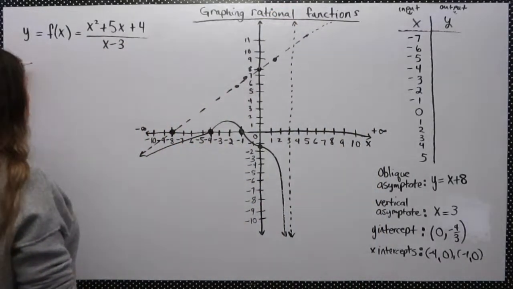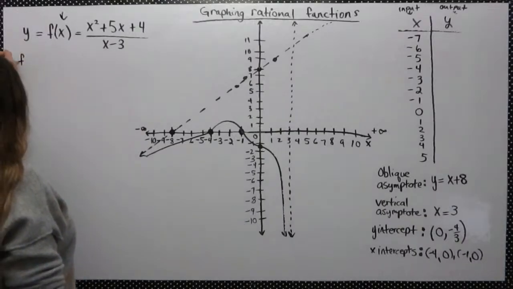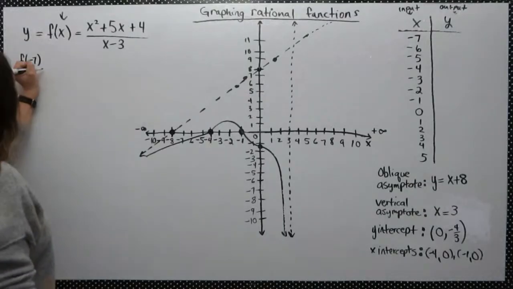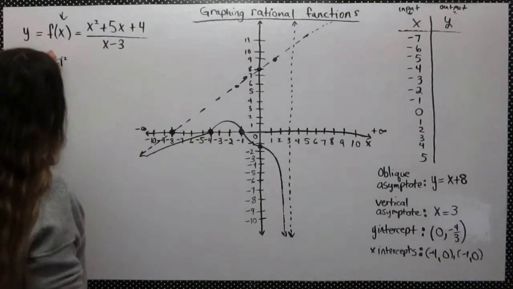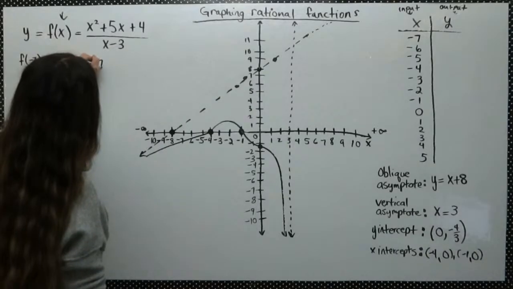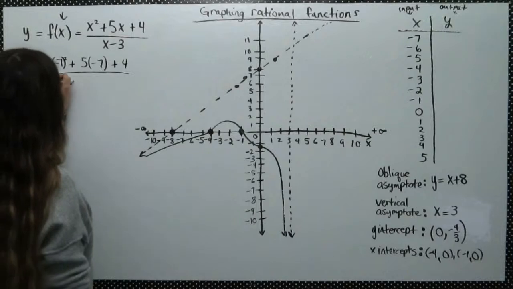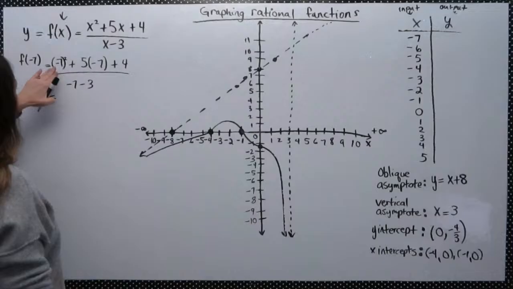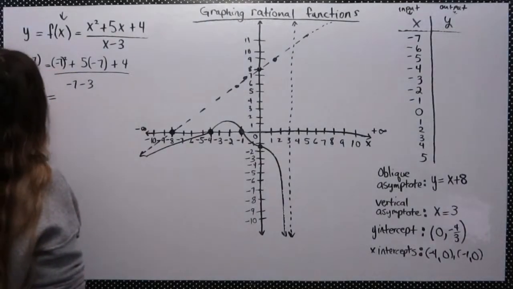But let's go ahead and plug these values into the function and see how to evaluate it. So if I want to know f of -7, for example, then I'm just going to replace x with -7, use parentheses: (-7)^2 plus 5 times -7 plus 4, divided by -7 minus 3. And then I would repeat this process. So we'll do it once, and then I'm going to plug this in my calculator and find these other values. So that's 49.